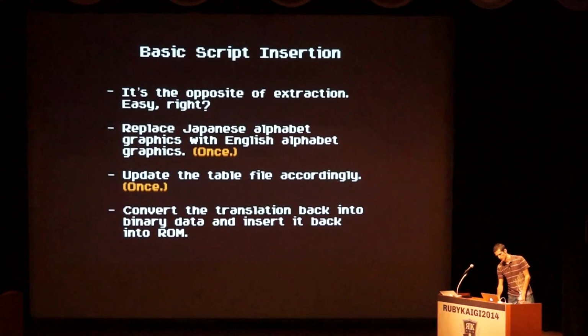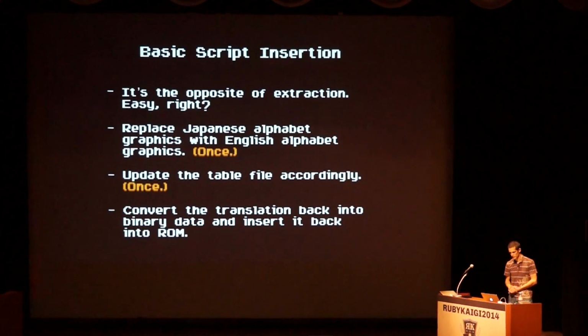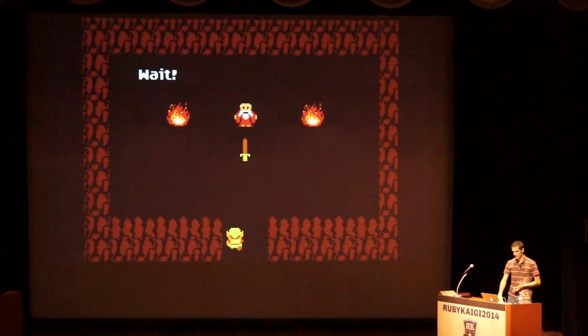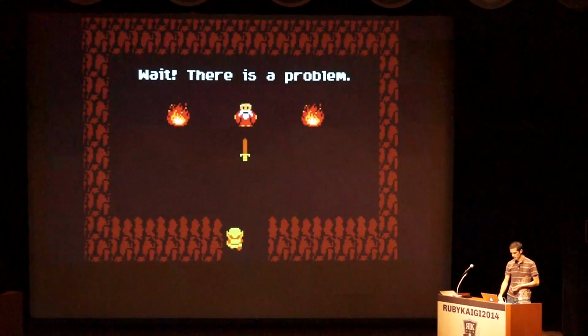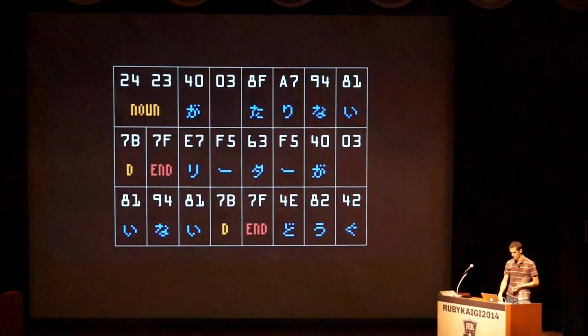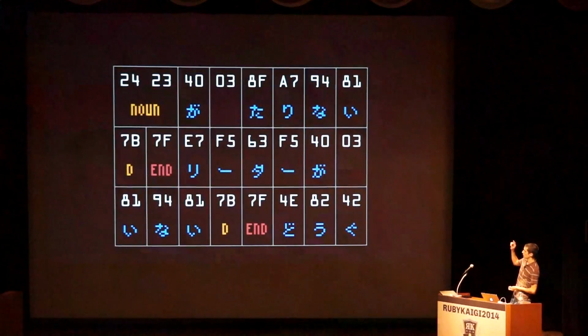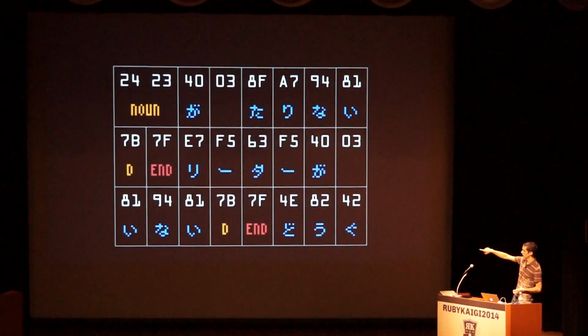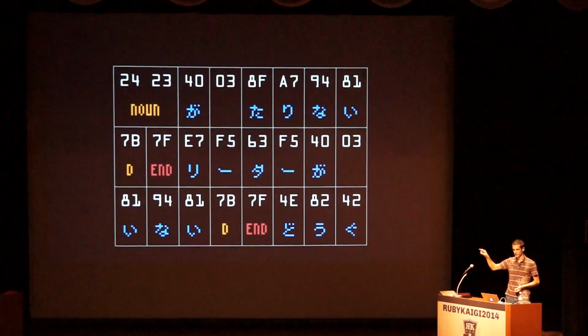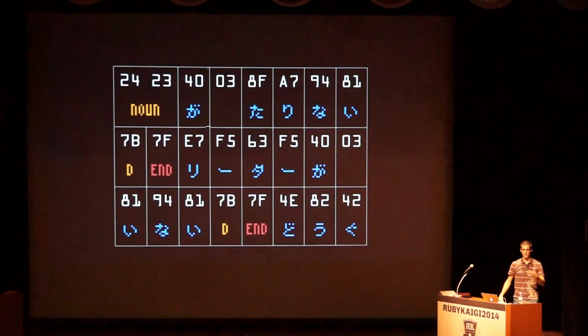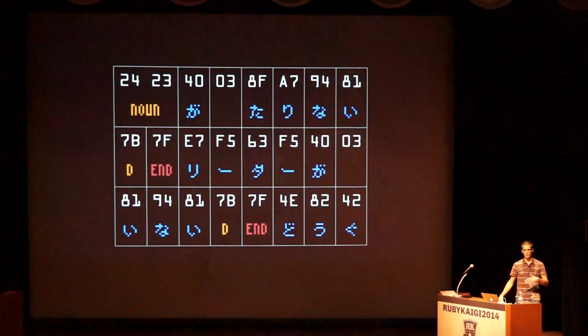So let's talk about script insertion. It's just the opposite of extraction, right? You replace Japanese alphabet graphics with English graphics, and you update the table file, and then you convert the translation back into binary data and insert it back into the ROM. Well, wait. There's a problem. And this is the problem. The end bytes there will not line up with the new data that you're inserting, and so people's text will get cut off midstream, and it won't load from the right place.